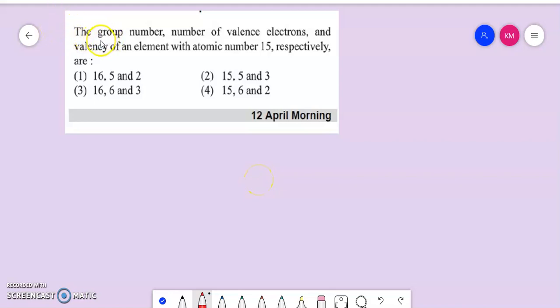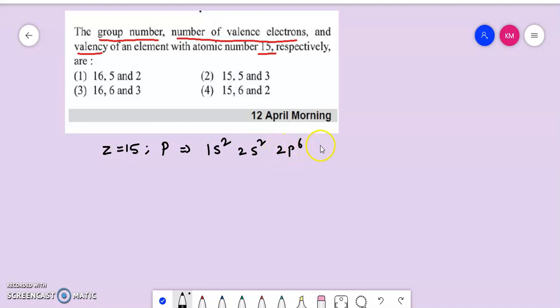You have to find the group number, the number of valence electrons, as well as the valency of an element with atomic number 15. So atomic number Z is equal to 15, in the sense, obviously, the element is phosphorus. Write down the electronic configuration: 1s2, 2s2, 2p6, 3s2, 3p3. So the last electron enters into the p orbital, so it belongs to the p block.